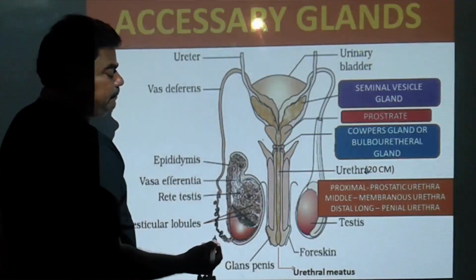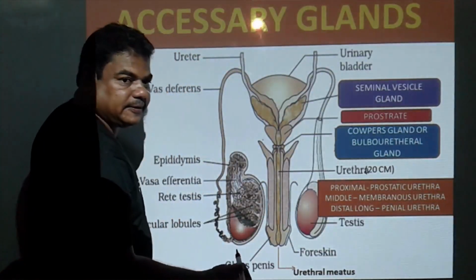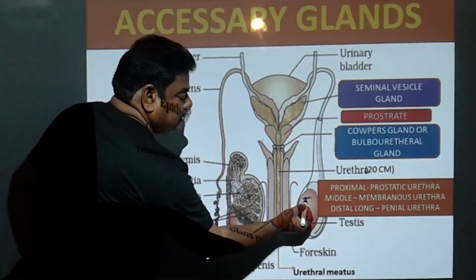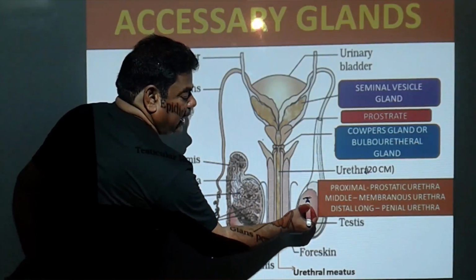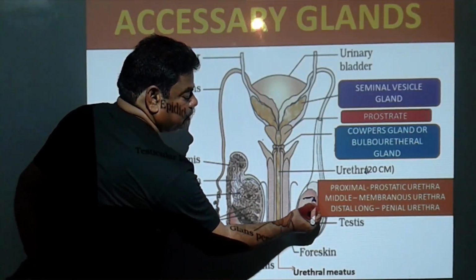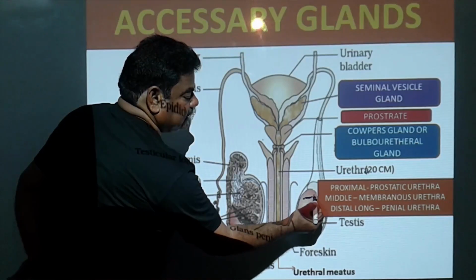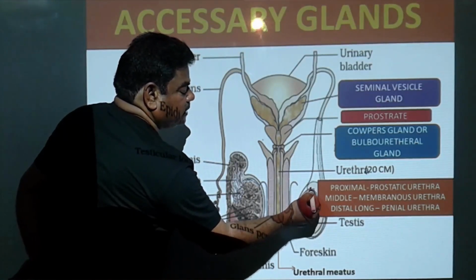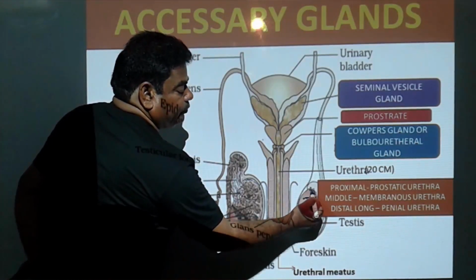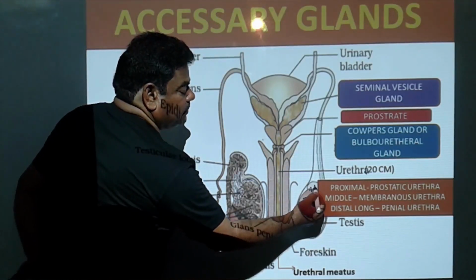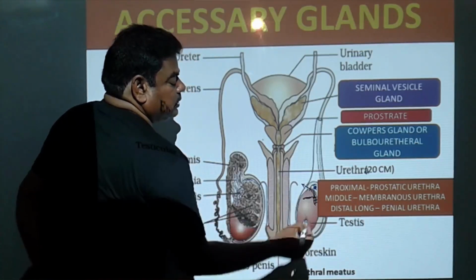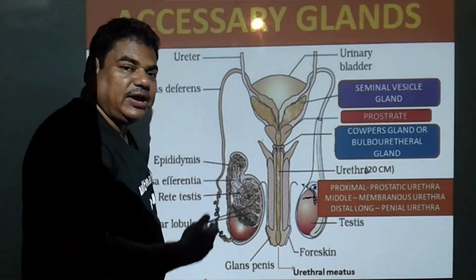Now see here, this one is the testes. In the testes, tube-like structures are present, which we call seminiferous tubules. In the seminiferous tubules, sperms are formed, and from these seminiferous tubules they come into this portion, which we call the rete testis. And from the rete testis, 10 to 12 tubes emerge, and they come here and form a coiled tube like this. These tubes we call vasa efferentia.